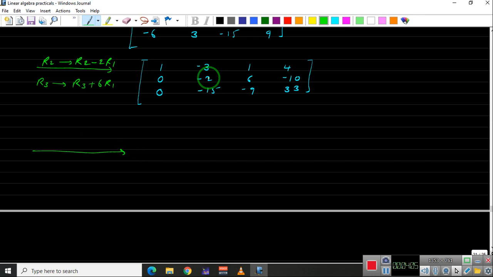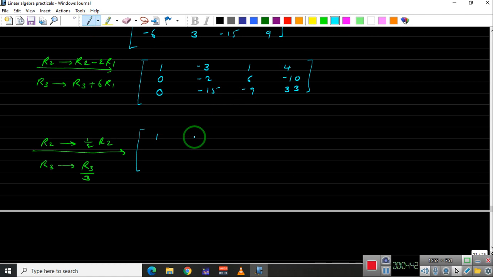Let's perform another operation. Let us divide this by half, so R2 changes to half times R2. We can divide by minus half also. And for the third operation, again divide this by 3, so R3 changes to R3 by 3. You divide this by 2, you divide by 3. The order of the operations depends on you.